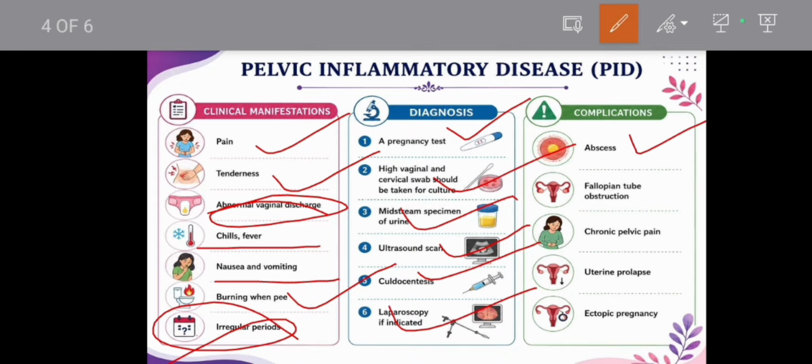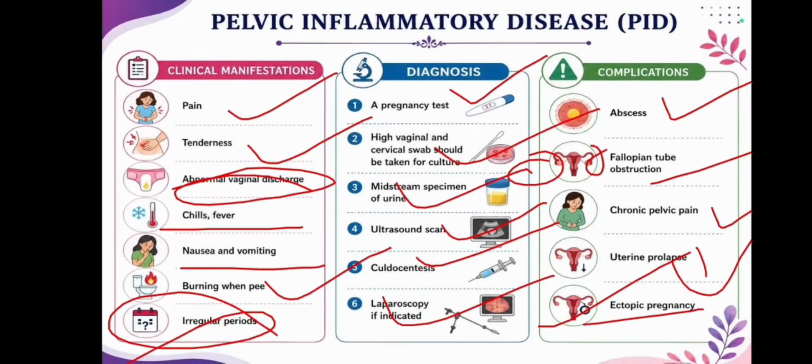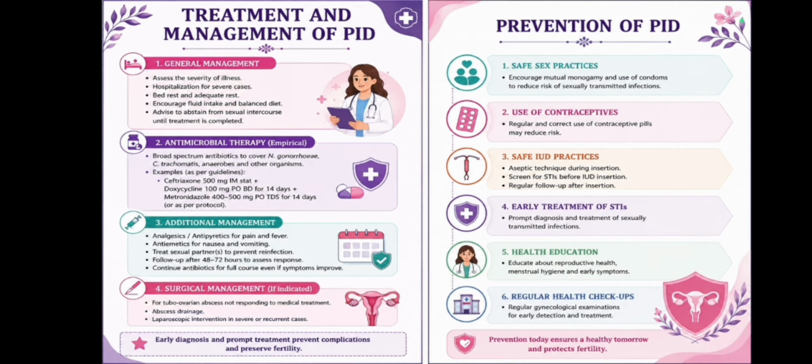So with pelvic inflammatory disease, we will see complications, like it can lead to abscess formation also. Then the fallopian tubes can get obstructed also. Then chronic pain will be present, then uterine prolapse, like collapse of the uterus, can also occur, then ectopic pregnancy can also occur, that is, abnormal implantation of the embryo outside the uterus is called ectopic pregnancy. So that also can be there.